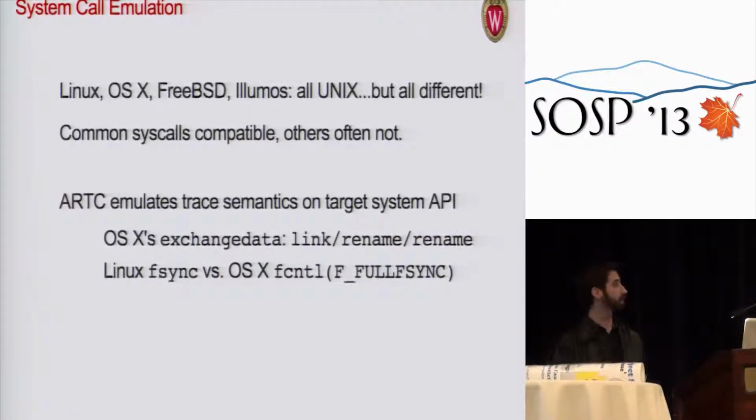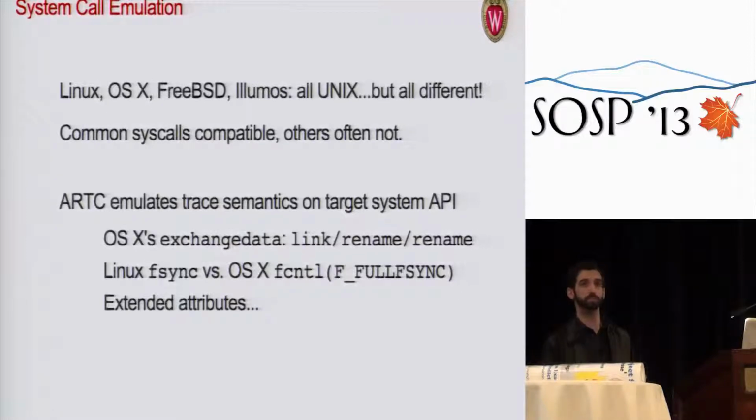Mac OS X instead offers a separate fcontrol call with semantics more similar to Linux's fsync. So if you had a trace collected on a Linux system and you were aiming to replay it on Mac OS X, you might enable emulation of fsync via this fcontrol command. Another situation is extended attributes, which are supported by all 4 of these systems, but in slightly different ways. So it performs the necessary translation to implement those.